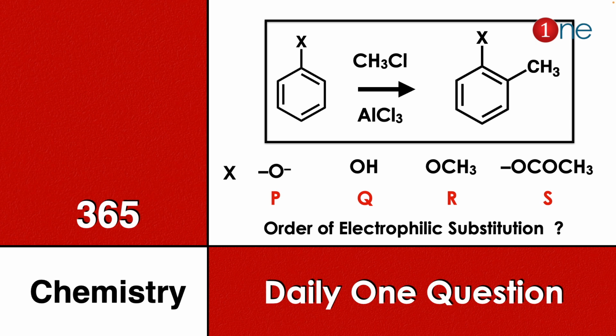Here four different substituents on the benzene ring are given. P is the oxide anion, Q is OH, R is methoxy, S is acetate. Here you have to find the order of electrophilic substitution.